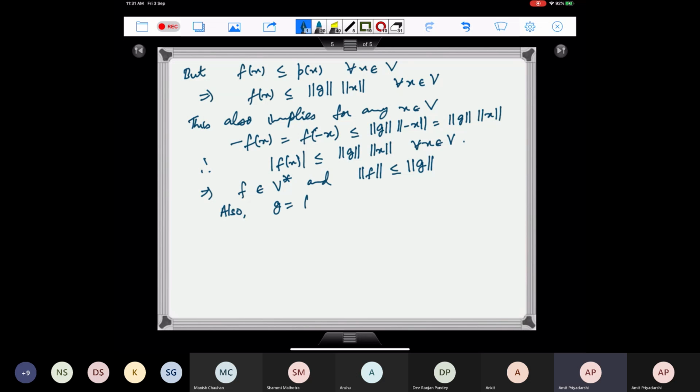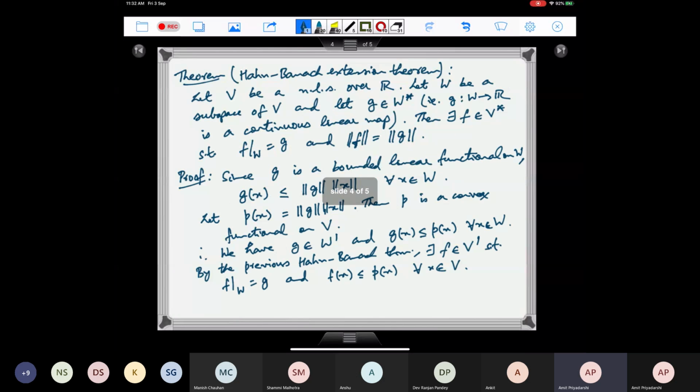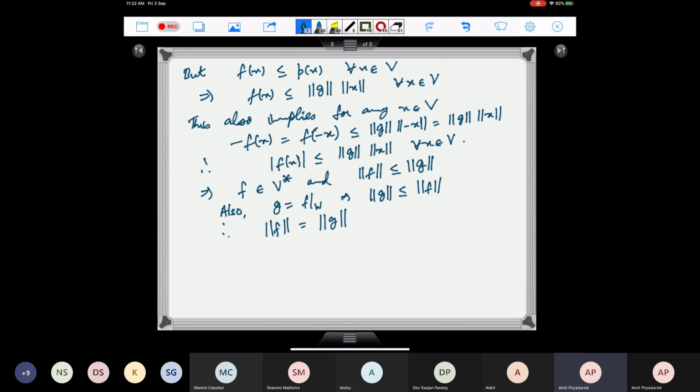g is the same as f restricted to W. So this implies that norm g has to be less than or equal to norm f. So therefore, norm f and norm g must be equal. So we have proved everything, that we get a bounded linear functional on V, which restricted to W is equal to the given bounded linear functional g on W, and norm of f is equal to norm of g. So this completes the proof.